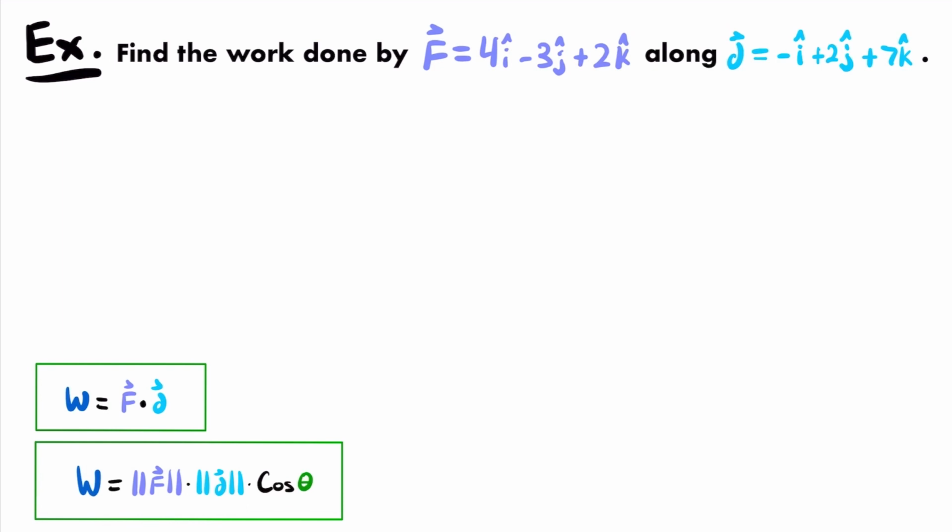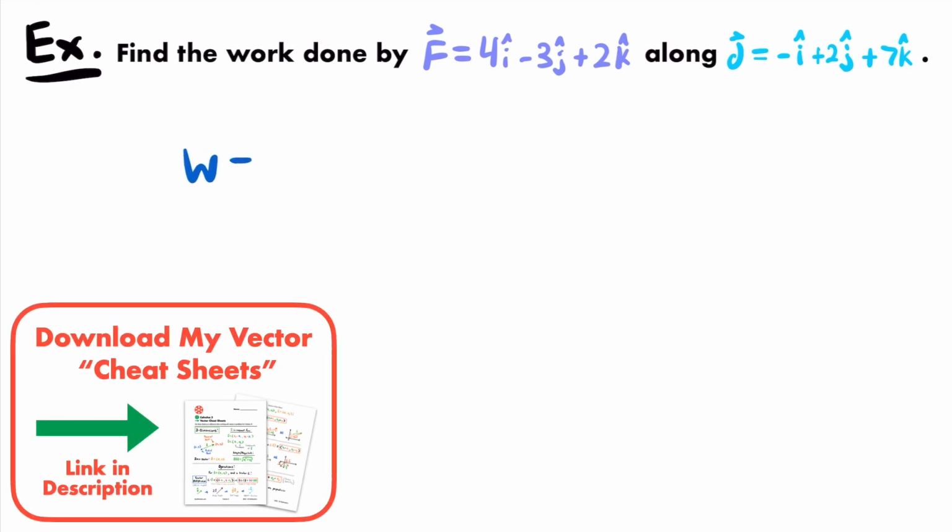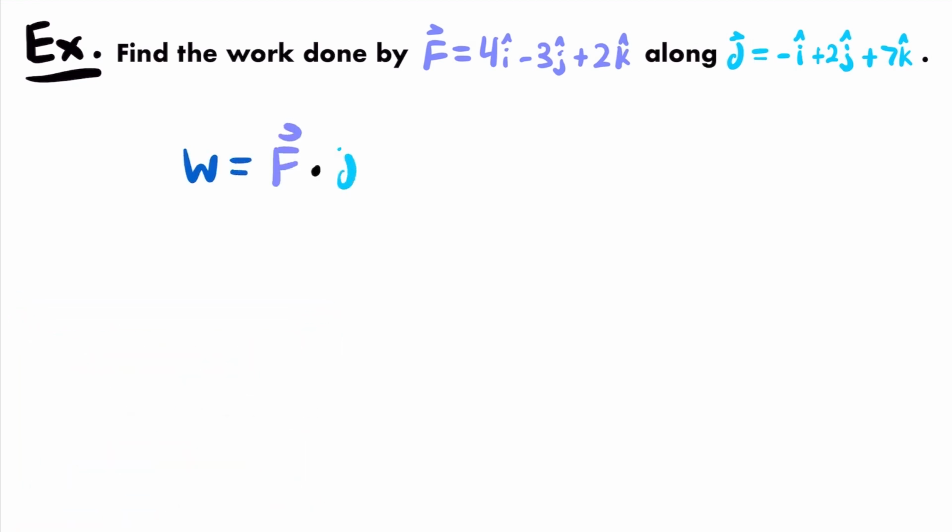In this case, we don't know what that angle is. We're just given two vectors, the force vector and the distance vector, and we want to find the work done. So it makes the most sense for this example to calculate the work by taking the dot product of those two vectors the traditional way. So let's do that. The work will be equal to the dot product of the force vector and the distance vector.